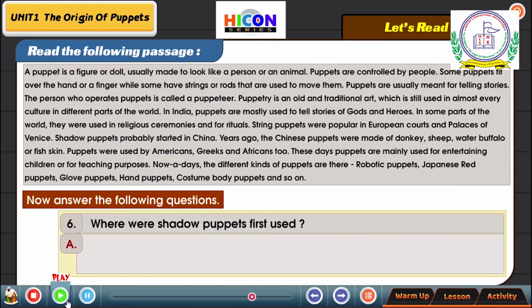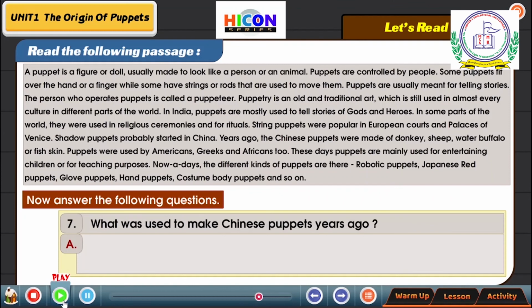Where were shadow puppets first used? In China. Shadow puppets were first used in China. So where were shadow puppets first used? Shadow puppets were first used in China.